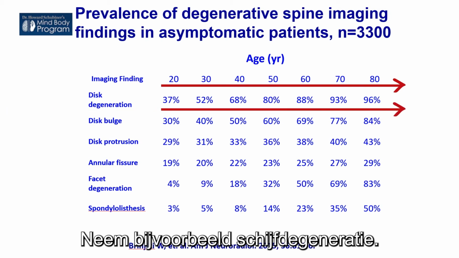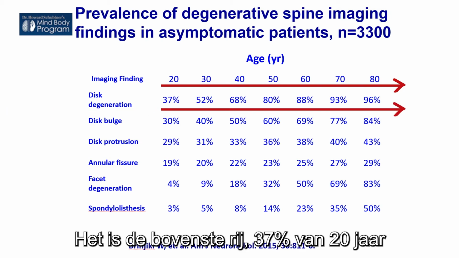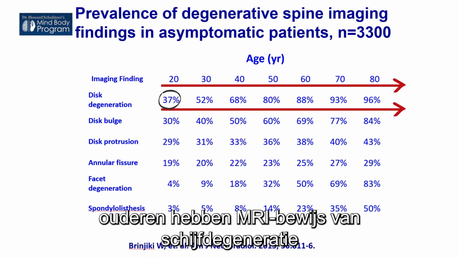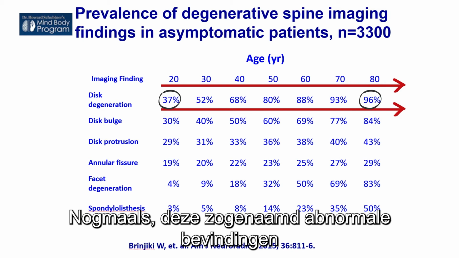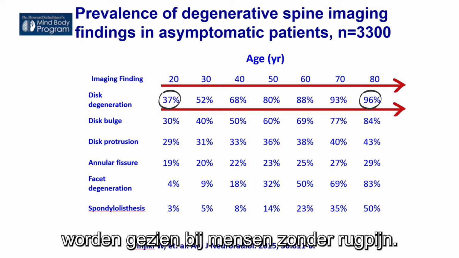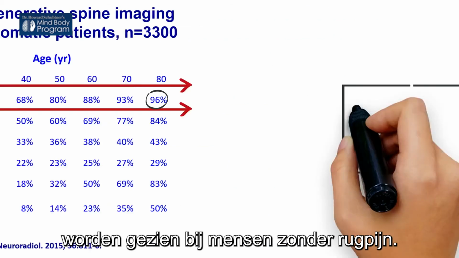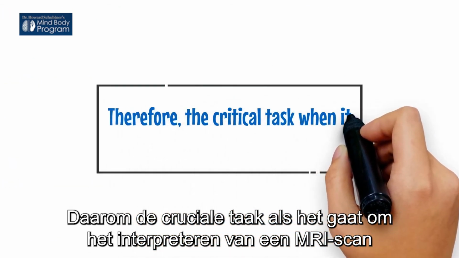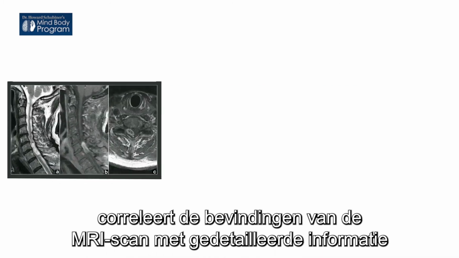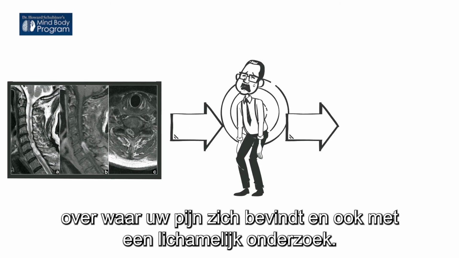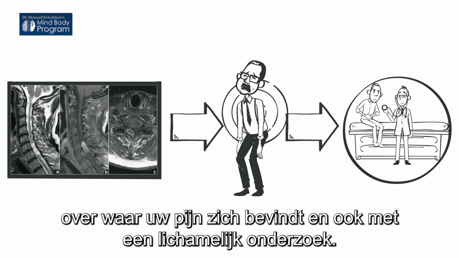Take disc degeneration, for example. It's the top row. 37% of 20-year-olds have MRI evidence of disc degeneration, increasing to 96% of 80-year-olds. Again, these supposedly abnormal findings are seen in people with no back pain. Therefore, the critical task when it comes to interpreting an MRI scan is correlating the findings on the MRI scan with detailed information about where your pain is located, and also with a physical exam.